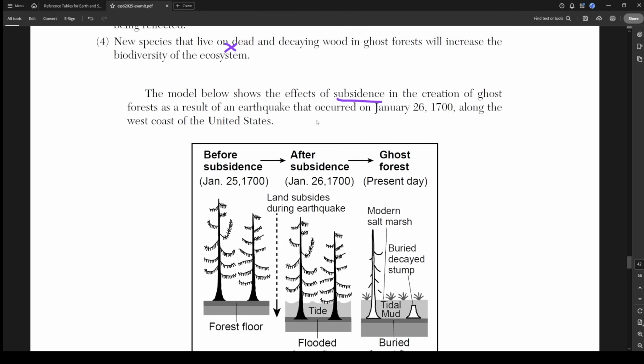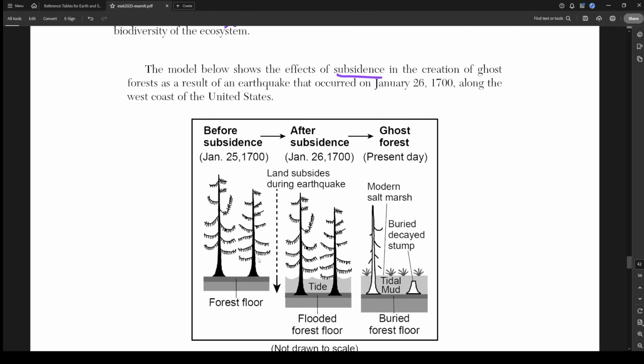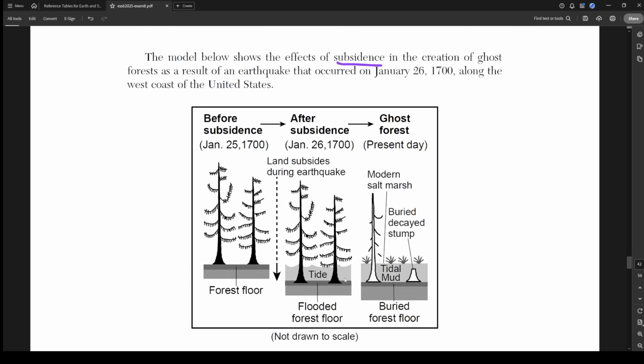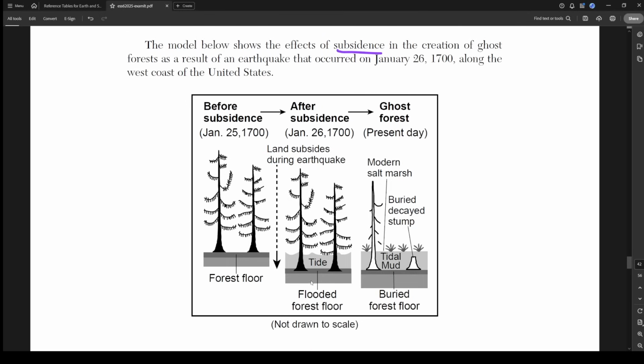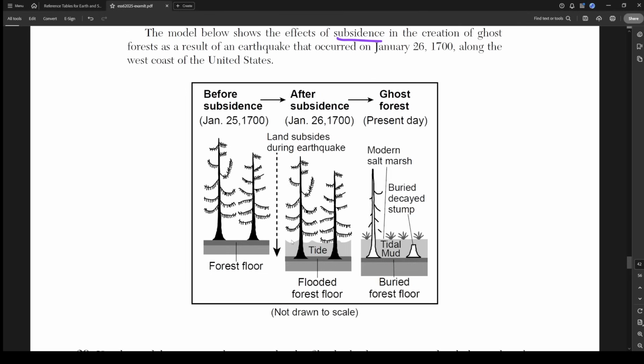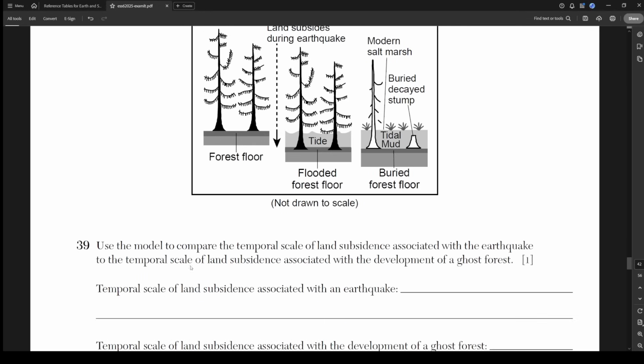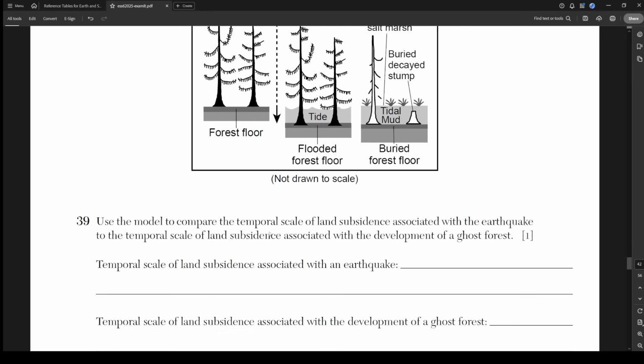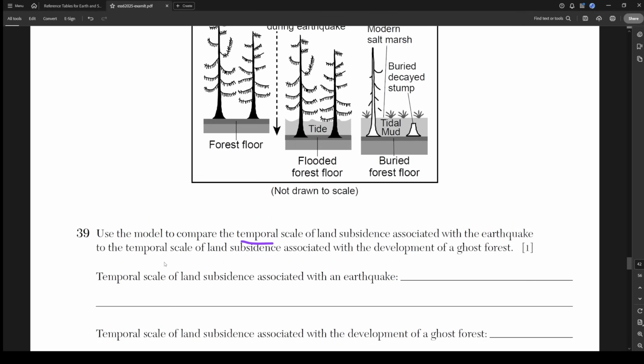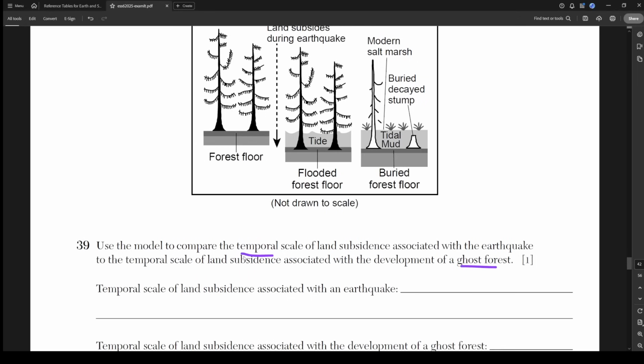Okay, the model below shows the effects of subsidence, this is sinking, in the creation of ghost forests as a result of an earthquake that occurred. So, ready? Big earthquake. The forest floor literally dropped. And that causes the floods to be higher, essentially, because the floor dropped. Use the model to compare the temporal, that just means over time, scale of the land subsidence associated with the earthquake to the temporal scale of land subsidence due to the development of a ghost forest. Okay, so temporal. This is how long things take.